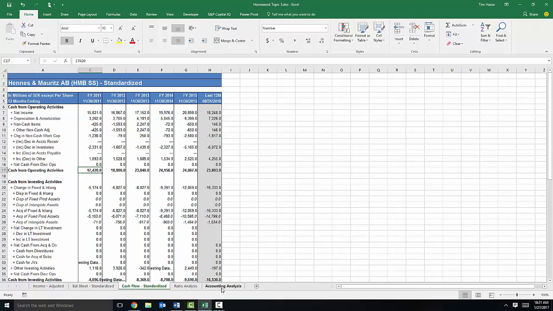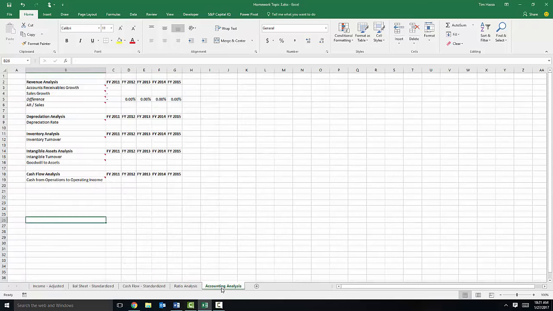The new thing for this week is the accounting analysis tab, which is pretty similar to last week. We're going to be calculating a few different ratios, but instead of these ratios being used to evaluate performance, we're going to be using these ratios to try to understand the quality of the accounting numbers. In many ways, these serve as red flags to indicate if there might be some form of shenanigans going on in the background, in case management is managing earnings and so on.